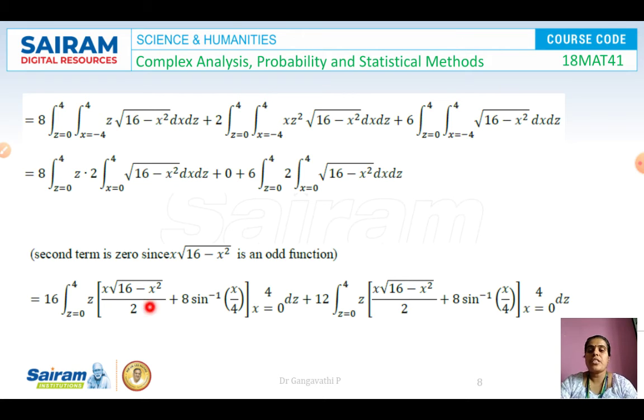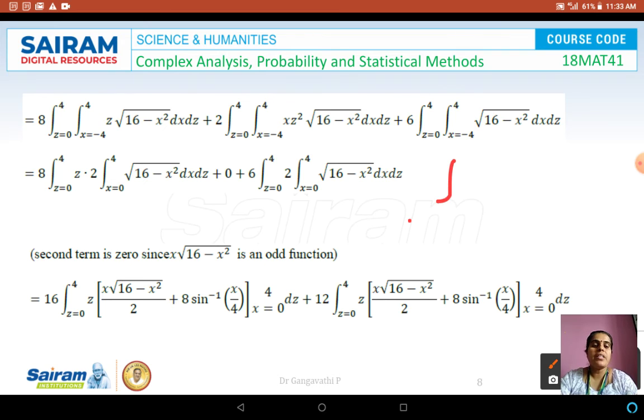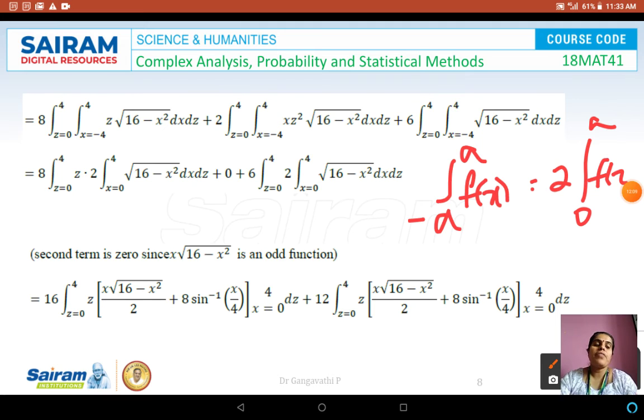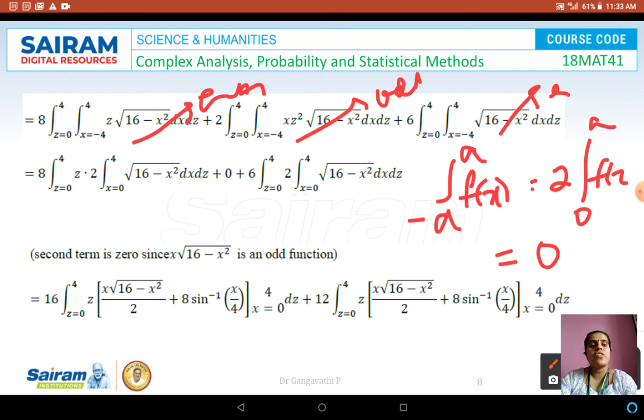So when we do the integration with respect to x, we get this term. One more thing we observe here is root of 16 minus x square with respect to x, with limits from minus 4 to 4. We have a property of integrals saying that the integral from minus a to a of f of x can be written as 2 times the integral from 0 to a if the function f of x is even. If f of x is odd, the integral value becomes 0. That is a property of integrals. So when we observe, this results in an even function, this is an odd function, and this is an even function again.